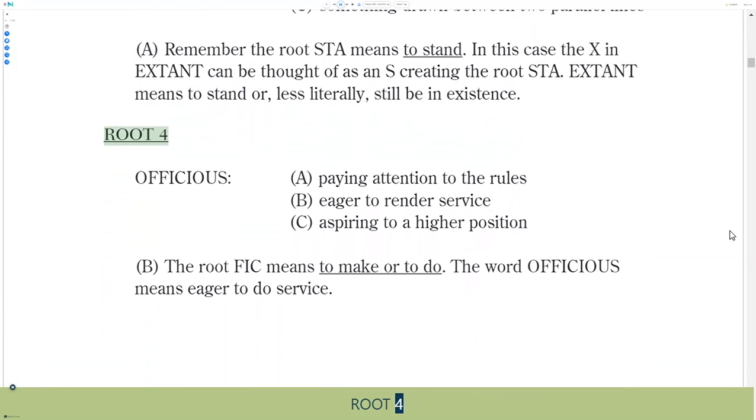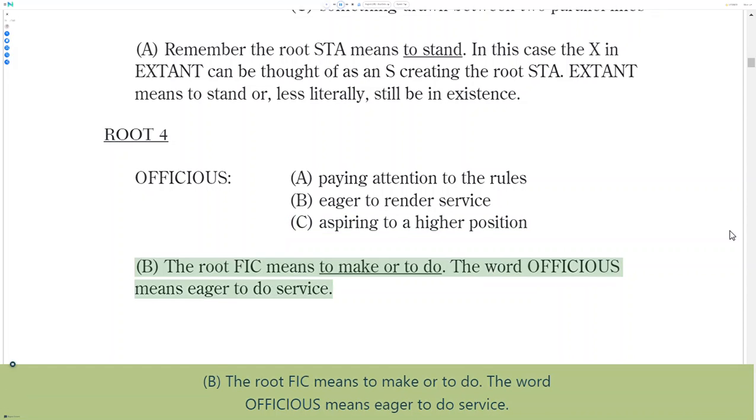Root 4. Officious. A. Paying attention to the rules. B. Eager to render service. C. Aspiring to a higher position. B. The root FIC means to make or to do. The word officious means eager to do service.